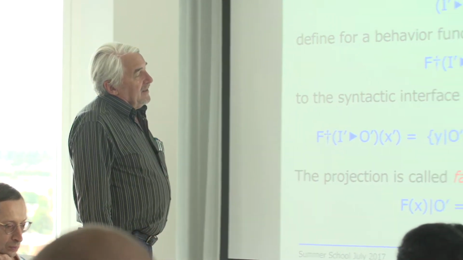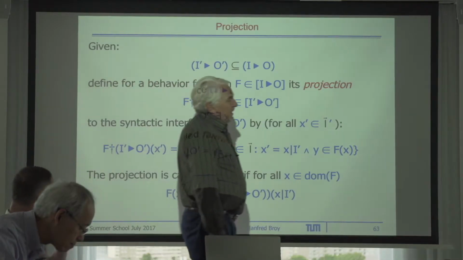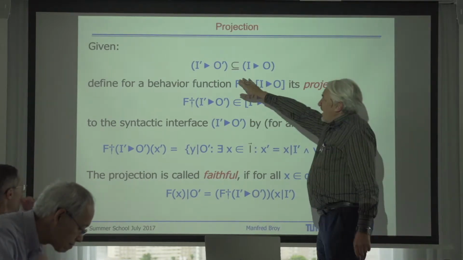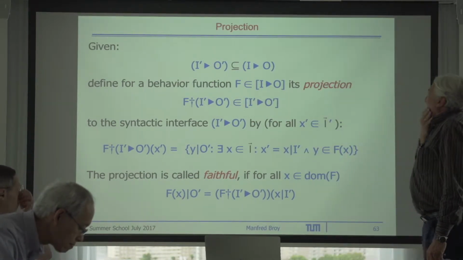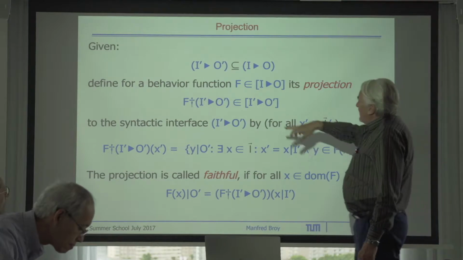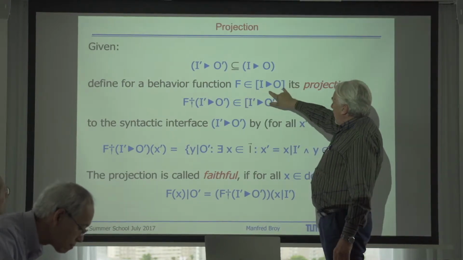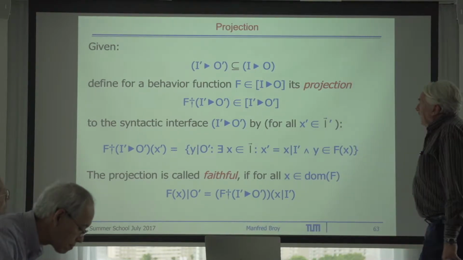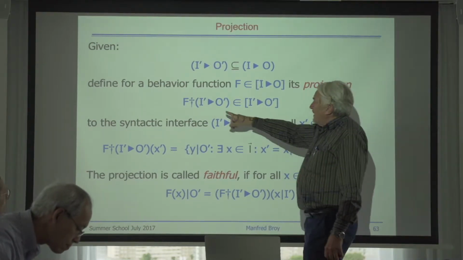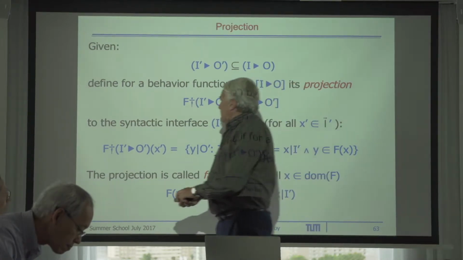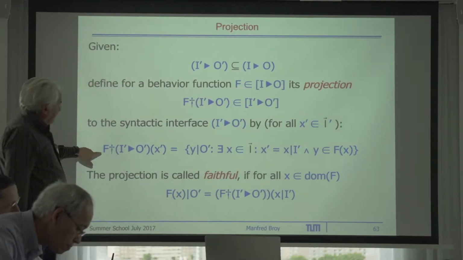And now we can ask interesting questions at the level of behavior. Given such a syntactic subinterface, we can ask the question if we do the projection. And the projection is given the behavior function for the overall interface. So that is the behavior function for the whole car. Now we are interested in the behavior which is a projection onto the subsystem. It's defined here. It's not very difficult actually.